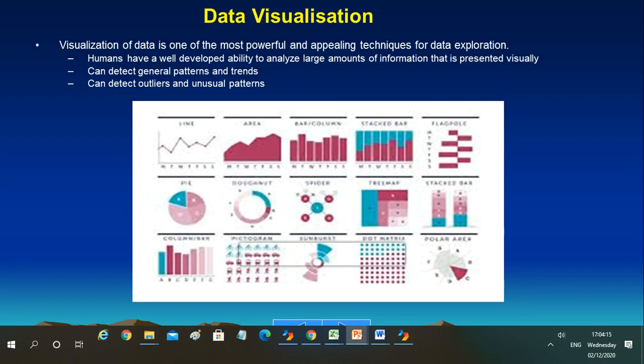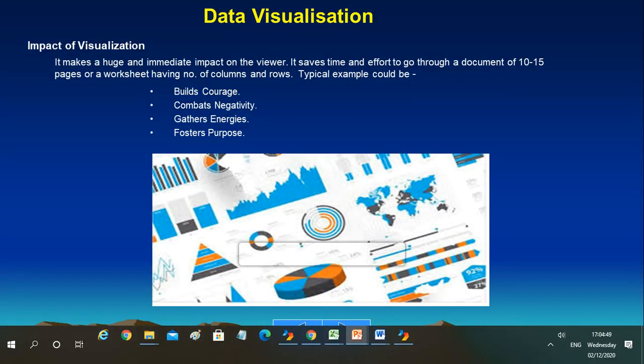So visualization of data is one of the most powerful and appealing techniques for data exploration. Humans have a well-developed ability. We all know that we easily understand anything that comes in the form of a picture, and we can easily analyze that. So analyzing a large amount of information that is presented visually is very easy with the help of a graphical representation. It can detect general patterns and trends, and can detect outliers and unusual patterns. All such things are easily understandable.